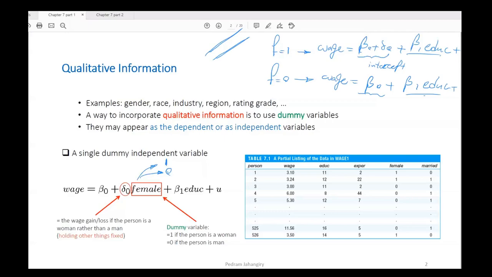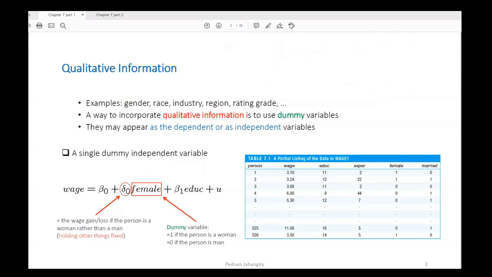So that's the idea. At the end of the day, instead of one regression line, when you have a dummy variable with two classes, you're going to have two regression lines. If it is three classes, three regression lines. If it is 10 classes, 10 regression lines. The difference in this setup is going to be the intercept.